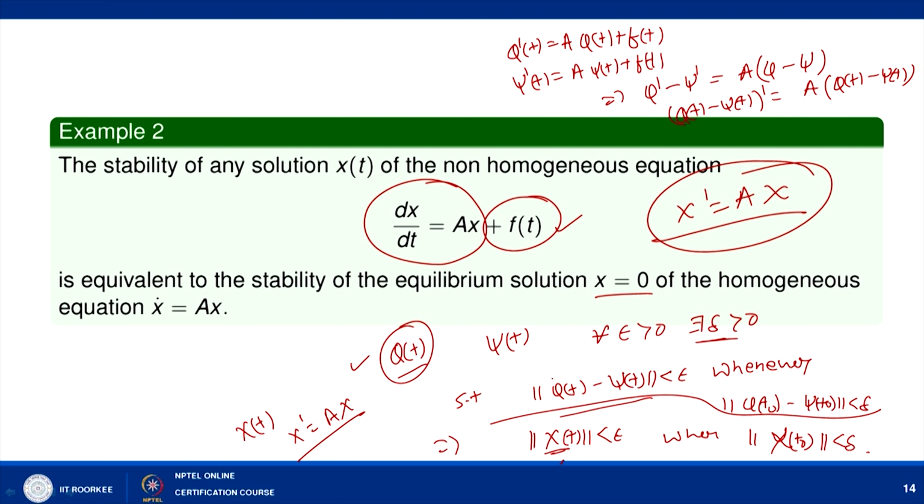In fact, this also implies the other, because if x(t) is an arbitrary solution and phi(t) is fixed, then the difference between phi(t) and x(t), which is nothing but psi(t), is an arbitrary solution. So, it works both ways. Clear? So, the stability of phi(t) is equivalent to showing that the zero solution of x' = Ax is a stable solution. It means that the stability of any solution of dx/dt = Ax + f(t) is equivalent to the stability of the zero solution of the homogeneous equation x' = Ax.